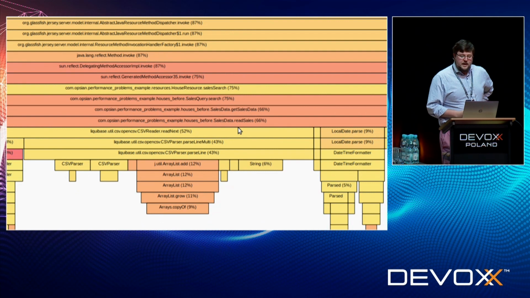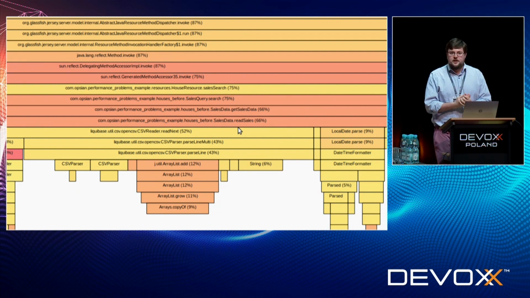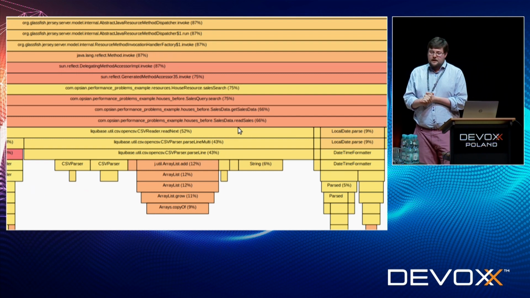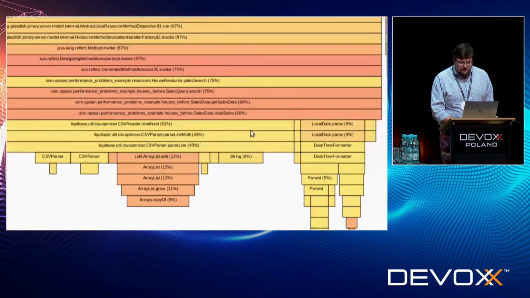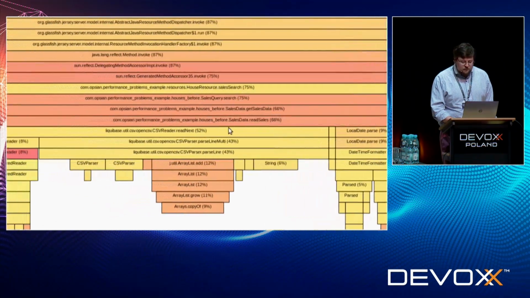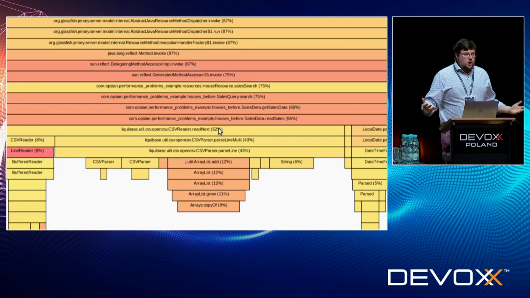And then there are a couple of methods here, getSalesData and readSalesData, that corresponded to the bulk of time inside the application. And underneath them, we can see that they were reading a CSV file and parsing some dates. It's kind of weird. It's not actually spending the time searching, it's spending time doing CSV processing.